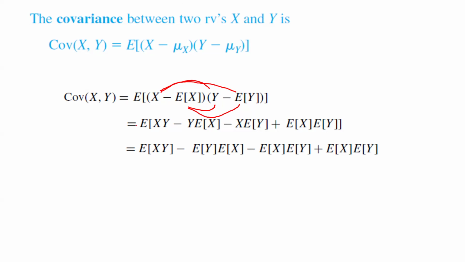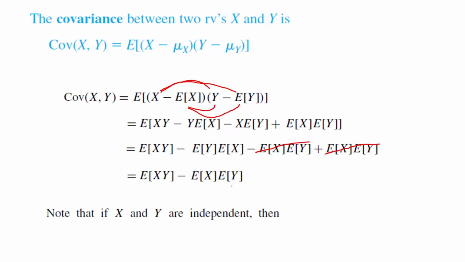We're basically finding the expected value of these four terms, which is equal to the expected value of x times y minus the expected value of x times the expected value of y. You can basically cancel out these opposite terms. So that's how you end up with these two terms. Note that if x and y are independent of each other, then the covariance of x and y must be equal to 0.